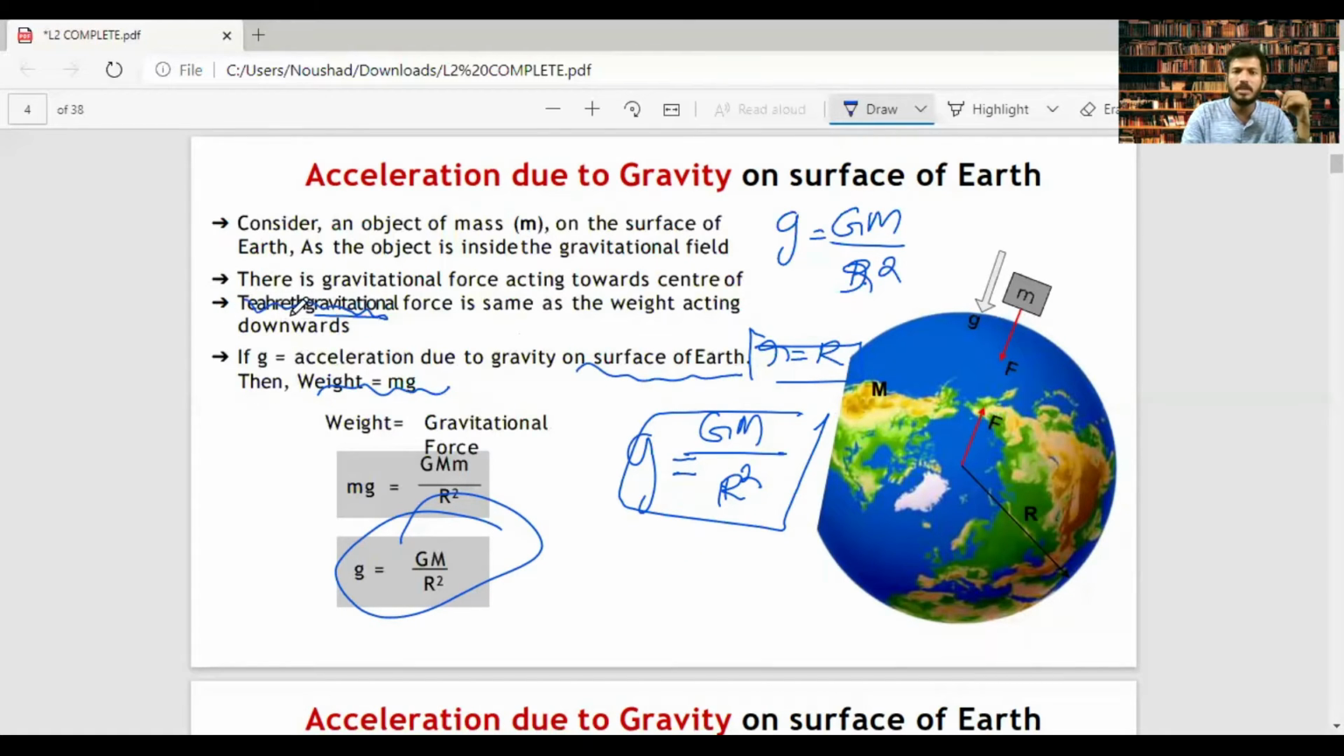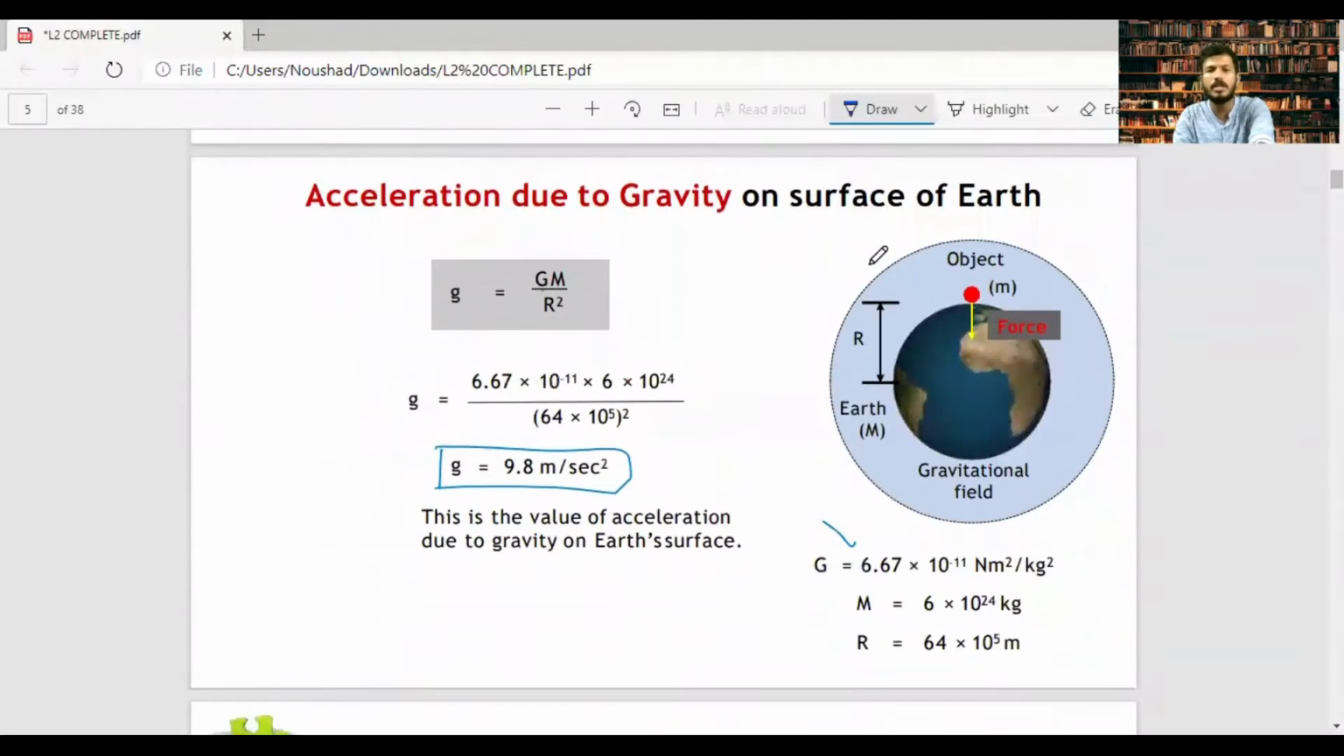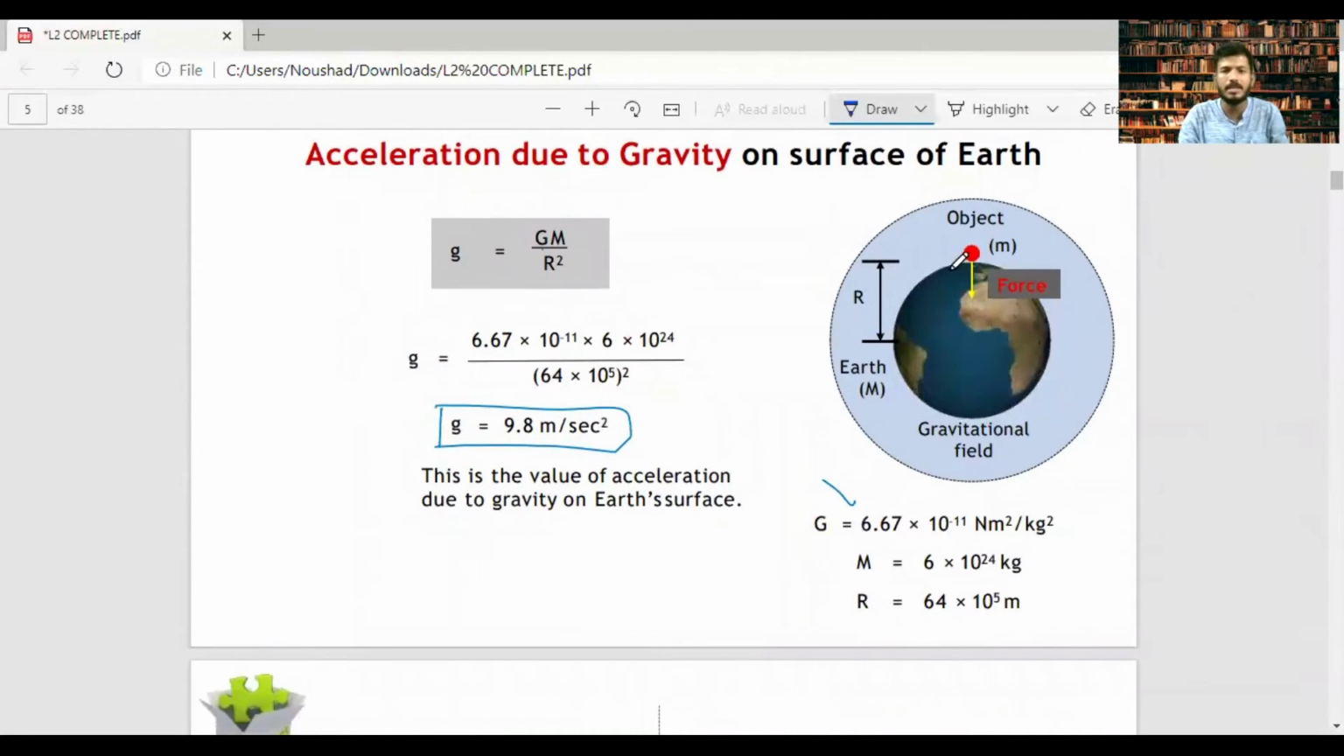There is a simple mistake in the slide, so don't watch that. There is gravitational force acting toward the center of the Earth. Yes, gravity is always acting towards the center of the Earth. When I am falling freely, Earth pulls me to its center. That is why I am falling freely. Okay, acceleration due to gravity on the surface of Earth, g equal to GM by R square.